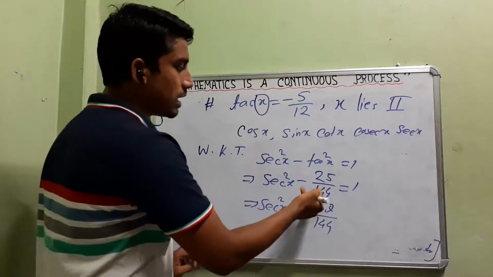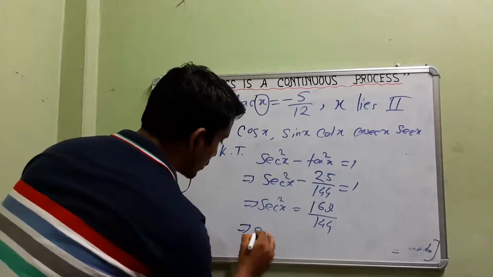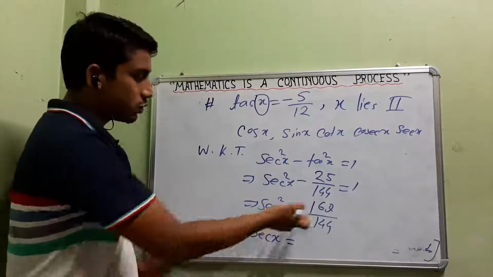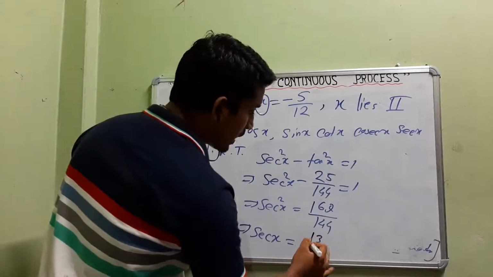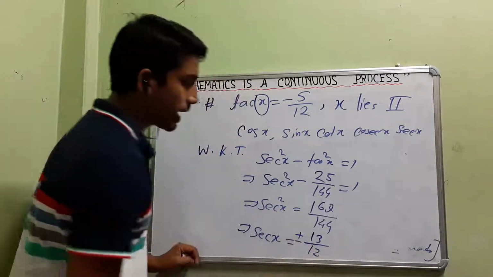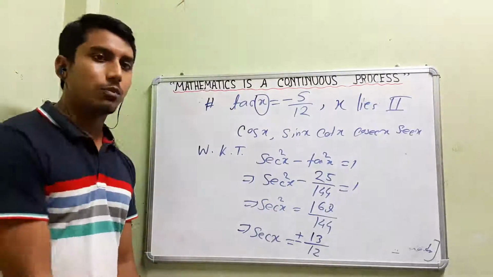I have changed the side and I have taken LCM. Then if you take square root, so sec x will be equal to what? Square root of this one. Means in both the sides I am taking square root. So square root of 169 is 13 and square root of 144 is 12. But plus minus will come, as you have taken square root in both the sides. Plus minus this thing. Again the same question.